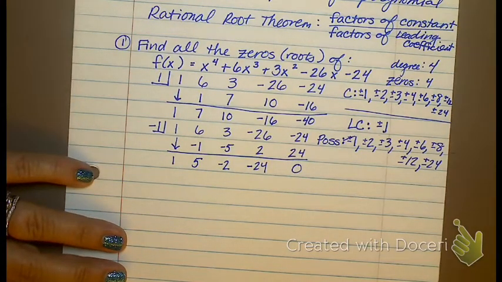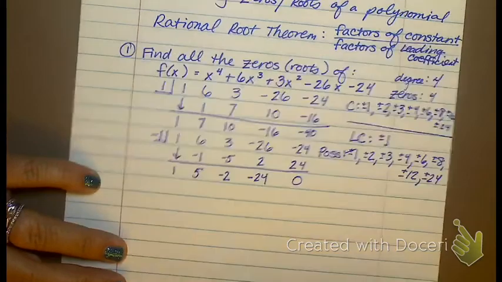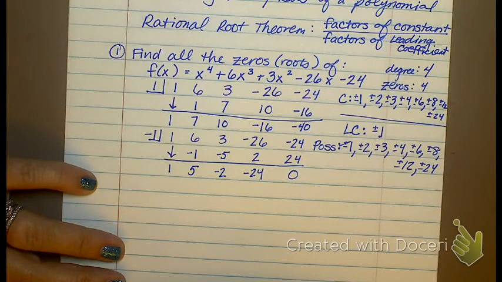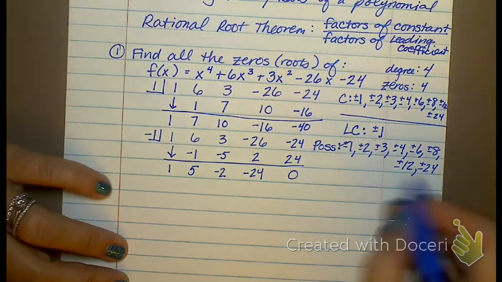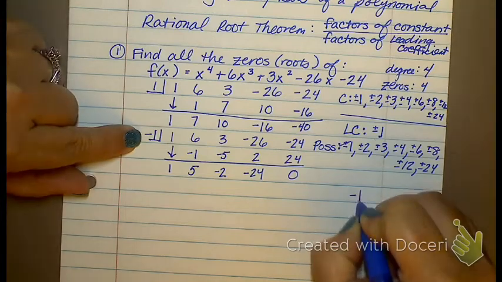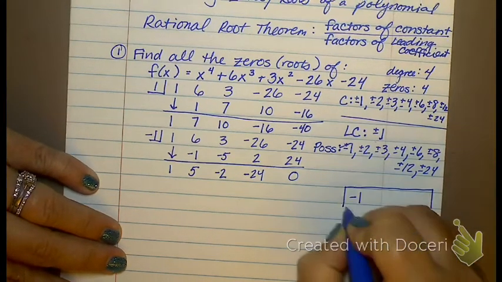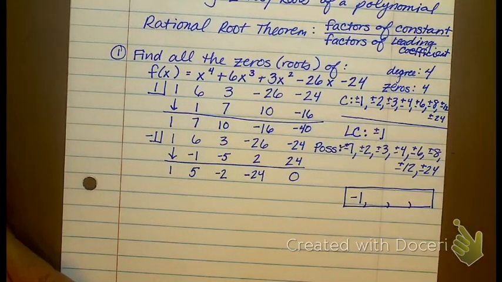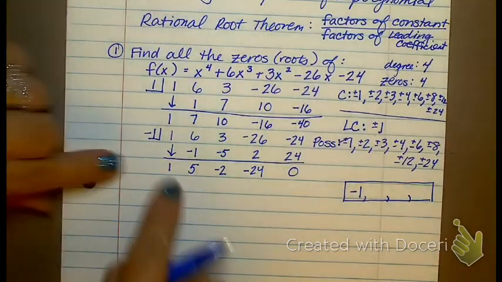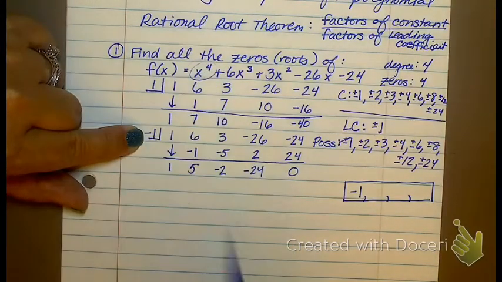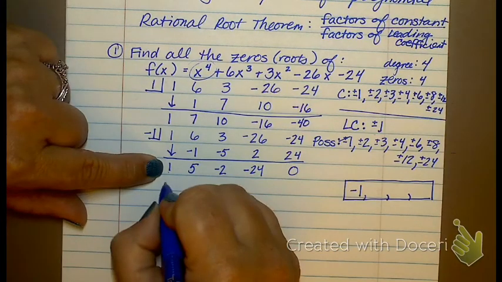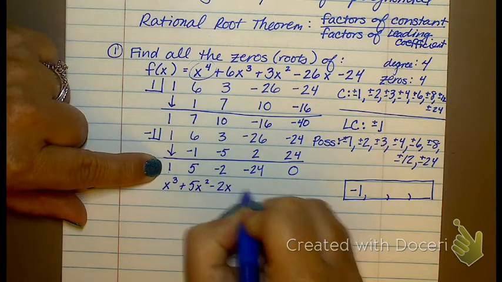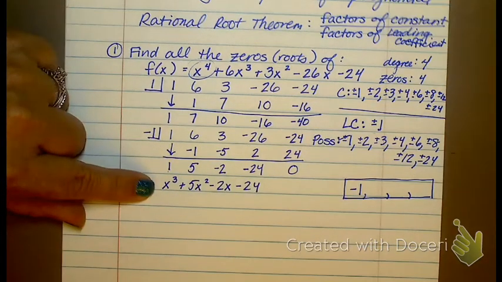Yay! What did we just find? 0. We just found one of our 4 answers. Do we have to do this 3 more times? Not necessarily. Don't freak out. Of my answers, I know that negative 1 is one of my 4 answers. I also know that by taking out the negative 1, I no longer have a 4th degree. I have a 3rd degree. X to the 3rd plus 5x squared minus 2x minus 24 is my equation now.